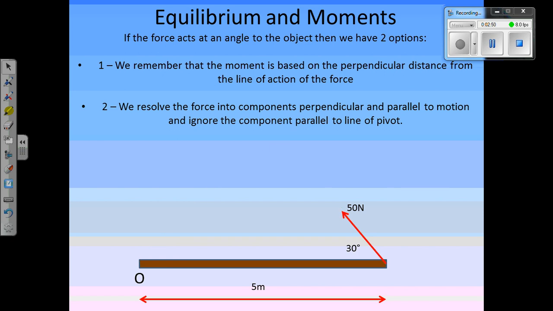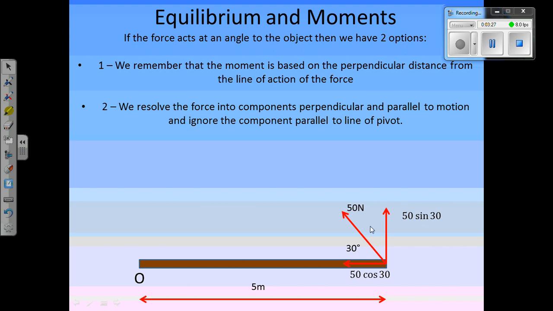My preferred way, however, because I think it gives us a little bit more information and can help us with other problems, is to resolve the forces into parallel and perpendicular directions. In this case, we've got the 50 cos 30 and the 50 sine 30. I think this is easier because we know that the parallel component, this 50 cos 30, is just going to completely disappear, because the line of action runs through the pivot point.